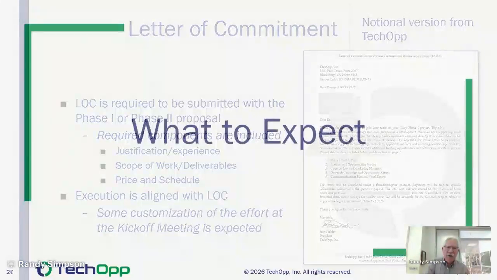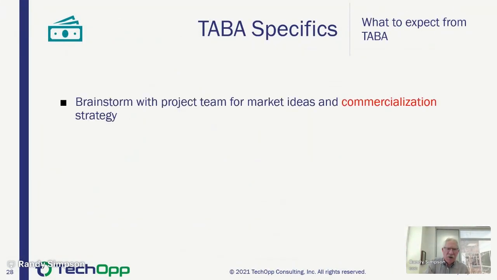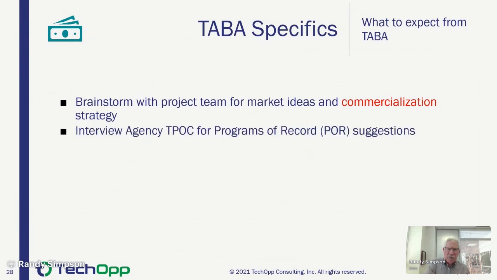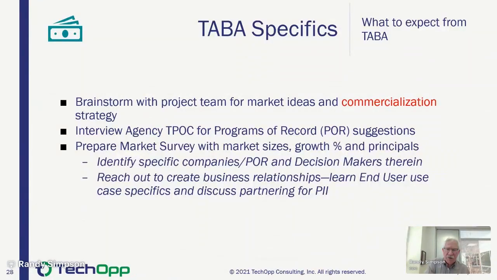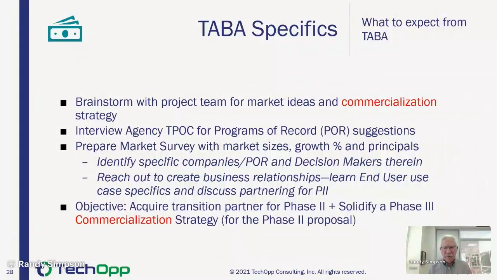All right, so what can you expect from TABA? Brainstorm with the project team for market ideas and commercialization strategy. With your approval, interview your agency technical point of contact for program of record suggestions. Do market surveys with market sizes, growth, and principals, and then reach out to those companies, programs of record, and decision makers, and create those business relationships. Learn the end user use case specifics and discuss partnering for phase 2. The objective, in our opinion, in phase 1 is to get a transition partner for phase 2.